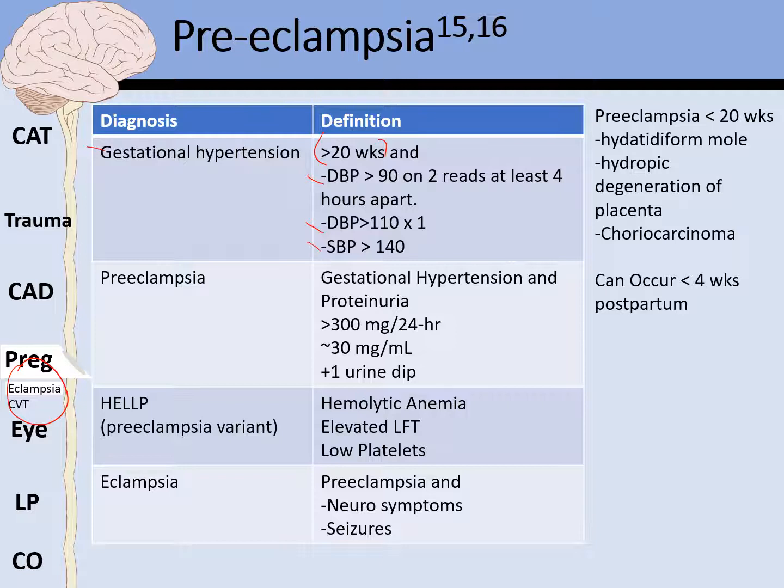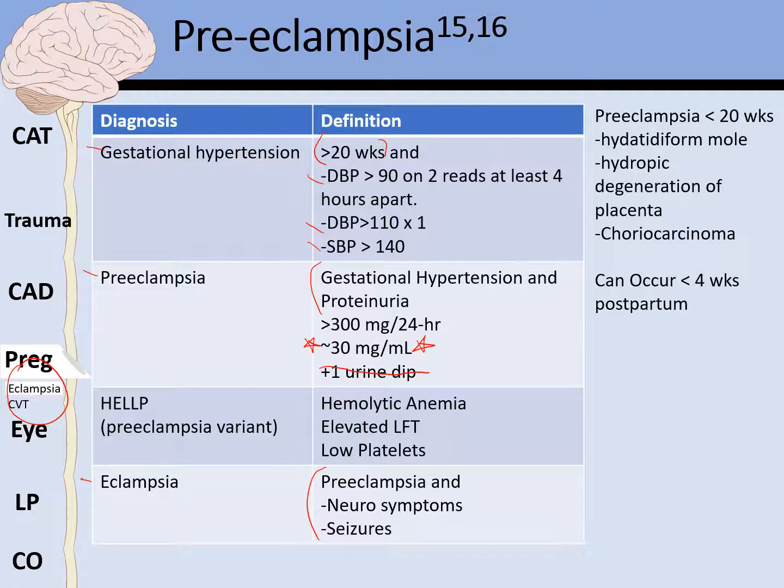Stage 2 can be considered preeclampsia, which is gestational hypertension with proteinuria defined as over 300 milligrams in 24 hours, about 30 milligrams per milliliter on urinalysis, or 1 plus protein on urine dip. However, realize that urine dip is not very accurate, so in the ED, we are pretty much left with formal urinalysis, as 24-hour urine collection is not feasible. Stage 3 would be eclampsia, which is preeclampsia with seizures and or neurosymptoms, including headache, which is why a headache in pregnancy should be concerning to you.